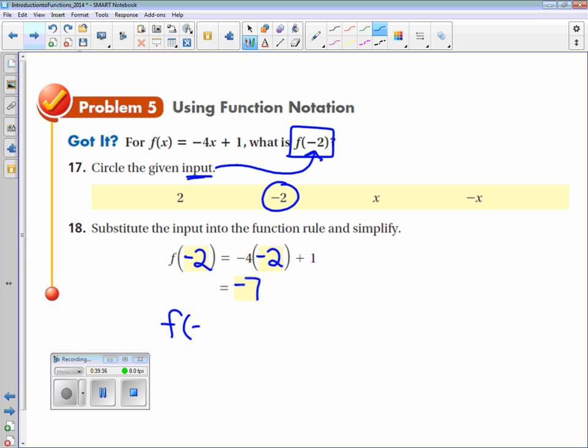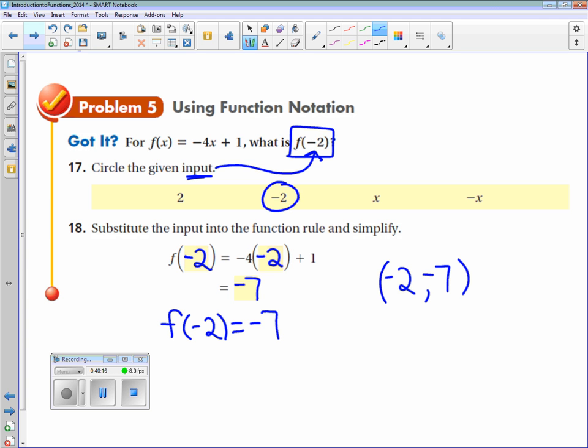What does that mean? There's another way to write that. I want you to write it as a point. This function, what is a point that's on it? What was my input? Is that an x or a y? The input's always going to be your x. What was the output? Which is -7. So this point is on that graph.